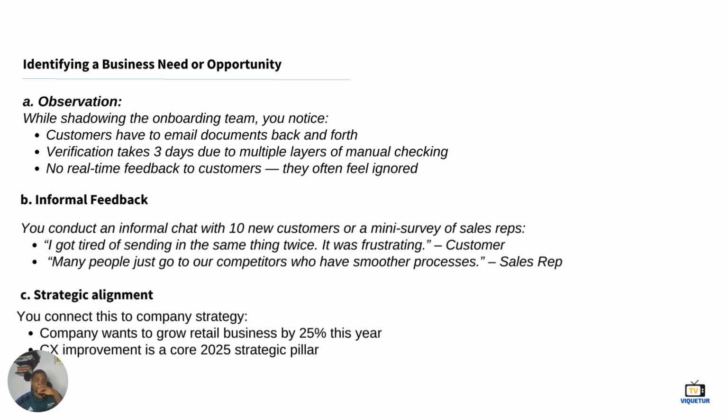Then the next thing you want to do is to ensure that this problem that you've just validated, right? This is the process of validating your problem. This problem that you just validated actually aligns with your company strategy for the year. So maybe there's a pillar of your company strategy that says, I want to grow your retail business by 25%. You can't grow your retail business if they have issues with onboarding, right? So now you see that, okay, there's an alignment here.